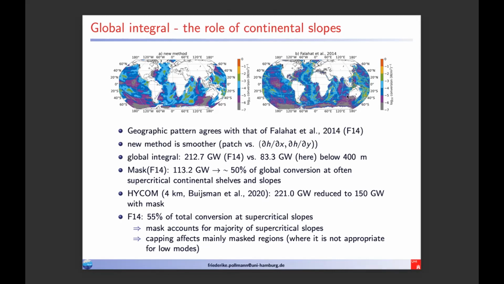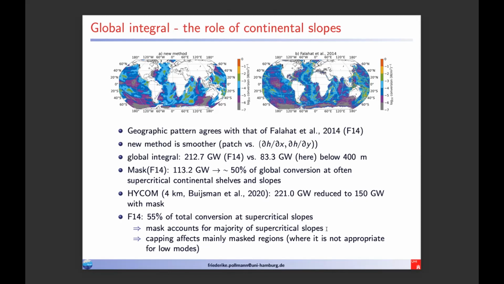Said Falahat also checked for supercritical slopes. He used the equation that I've showed, and he found that 55% of the conversion occurs at slopes that are supercritical. So this is almost the amount of the conversion that is removed when we apply the mask. So basically the mask accounts for the majority of the supercritical slopes. This is nice because that's why we were using it. But then if you use a capping instead of the mask, it will be applied at the continental shelves and slopes mainly, where capping won't really solve the issue that linear theory is not doing a good job.